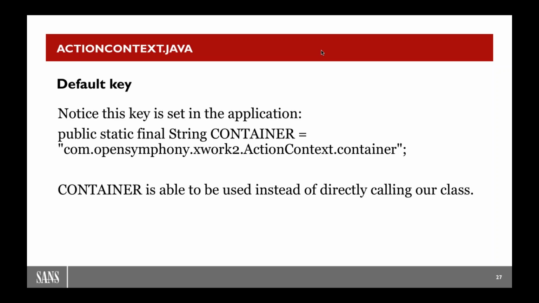Well, let me bring it to another interesting artifact here. This is action context.java, and there's one line in this file. This is a big file, but there's one line that sets a string, okay? And it's a static final string, and it's a container string. And the container string is set to com.opensymphony.xwork2.ActionContext.container.